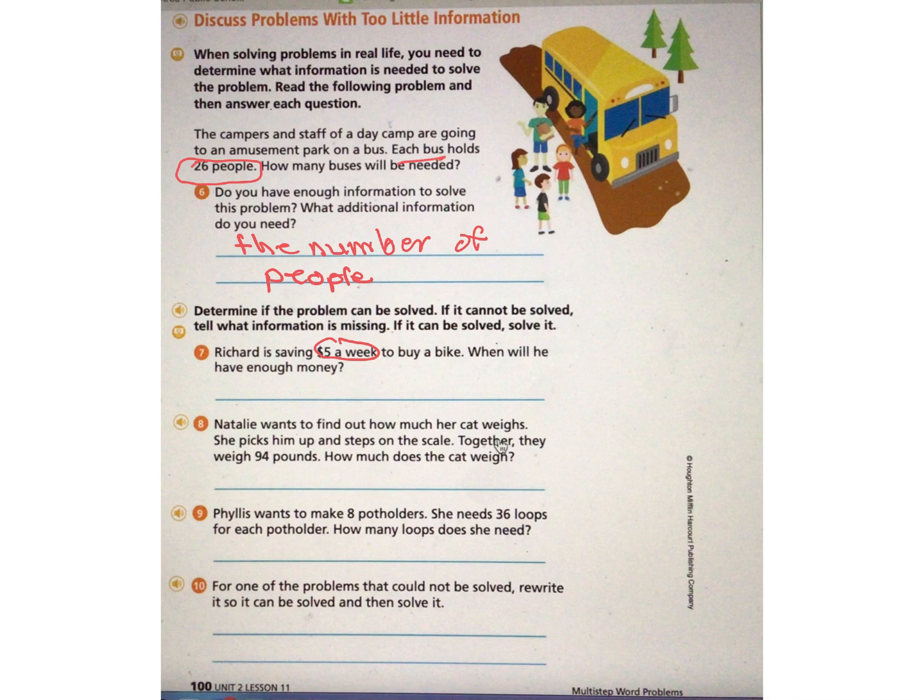Well, again, we only have one number here, and it doesn't tell us how much the bike costs. So we have no way of knowing how long it will take him to get enough money. So for this one, we do not know how much the bike costs. So we can't solve this one.